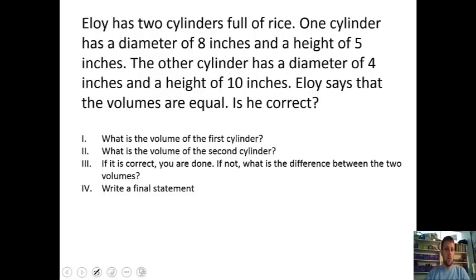So Eloy has two cylinders full of rice. One cylinder has a diameter of 8 inches and a height of 5 inches, and the other cylinder has a diameter of 4 inches and a height of 10 inches. Eloy says the volumes are equal.